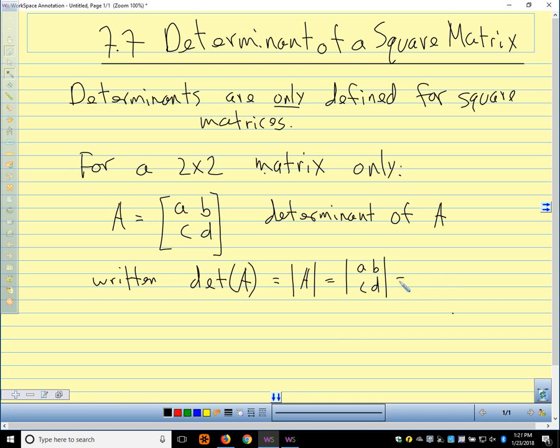To calculate the determinant of a 2 by 2 matrix, multiply A times D and subtract B times C. So multiply the two numbers on this diagonal, multiply the two numbers on the opposite diagonal, and subtract them. This subtraction is an easy one to forget. Often students want to add. We subtract.